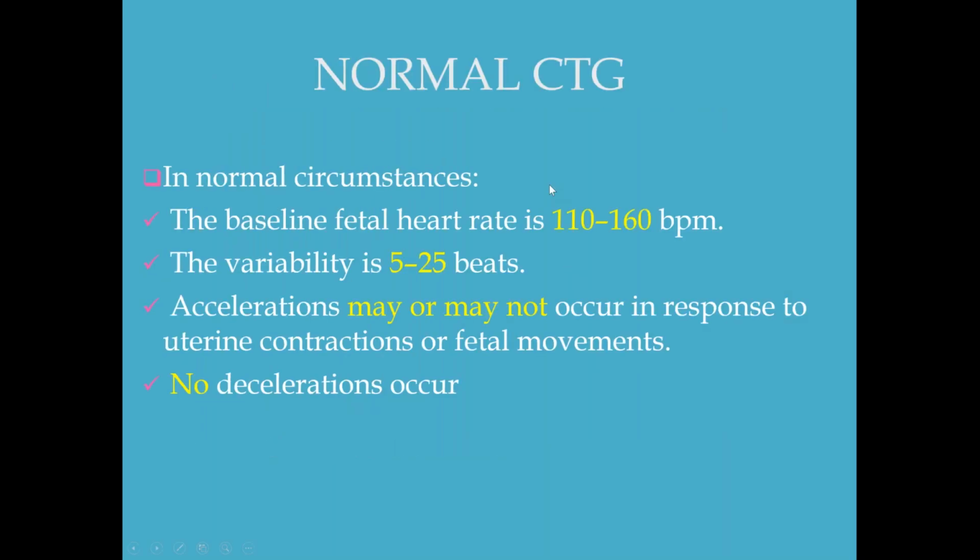Okay, first we'll discuss the normal CTG. Basically, the normal CTG is interpreted by first assessing the baseline fetal heart rate, variability, accelerations and decelerations. The baseline fetal heart rate is normally between 110 and 160 beats per minute, and variability is about 5 to 25 beats per minute. Accelerations may or may not be present, and in a normal CTG there is no deceleration. This is the normal finding of the CTG.